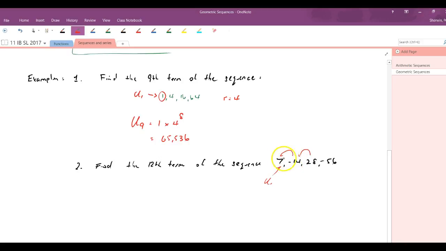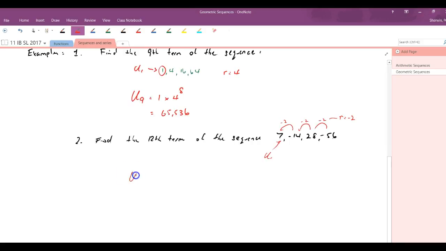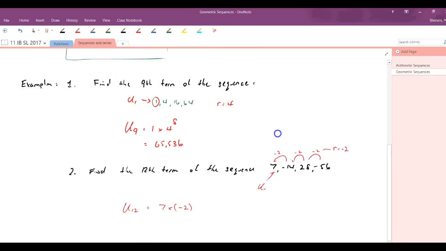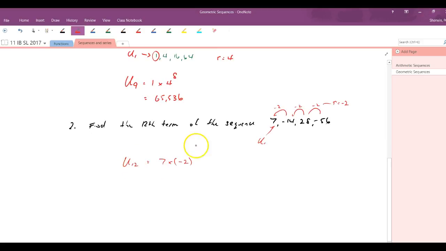Divide minus 14 by 7, you get minus 2. Divide 28 by minus 14, you get minus 2. Minus 56 divided by 28, minus 2. So my r is equal to minus 2. I have a geometric sequence. For the 12th term, now I can use this formula. The 12th term is U1, 7, times r, which is minus 2, to the power of n minus 1, one less than the term I'm looking for. So 7 times minus 2 to the power of 11.